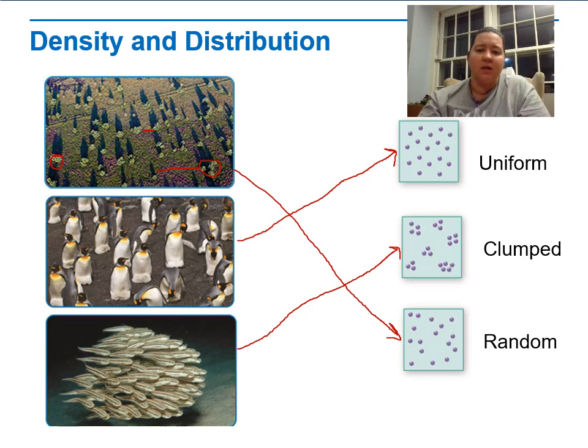When scientists are actually studying populations, it's really important to know what kind of density and distribution they have, because if we're trying to count something like it's a uniform population, but it's really a clumped population, that can really skew our numbers if we're not paying attention.